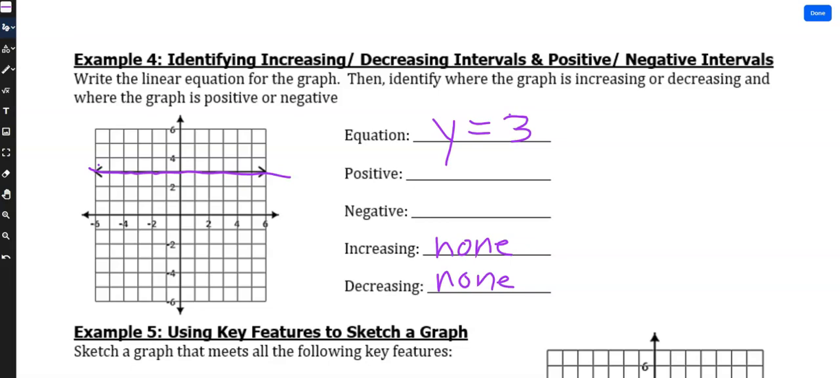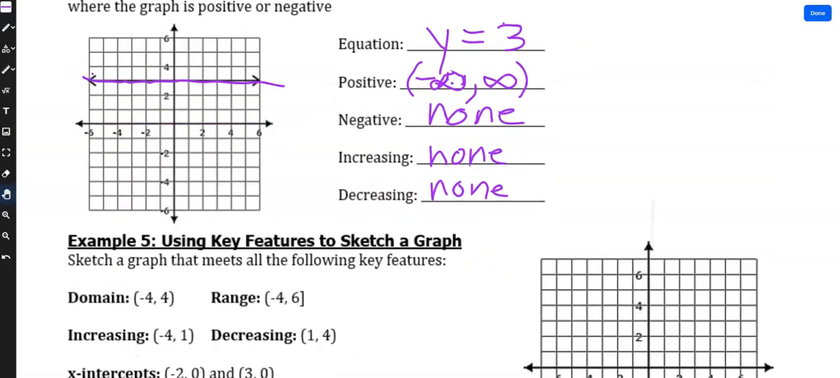What about positive? Well, that whole doggone thing's above the x-axis. So that would be negative infinity to positive infinity. What about negative? None of that graph is below the x-axis, so that would be a none. Let's see what else we got here.